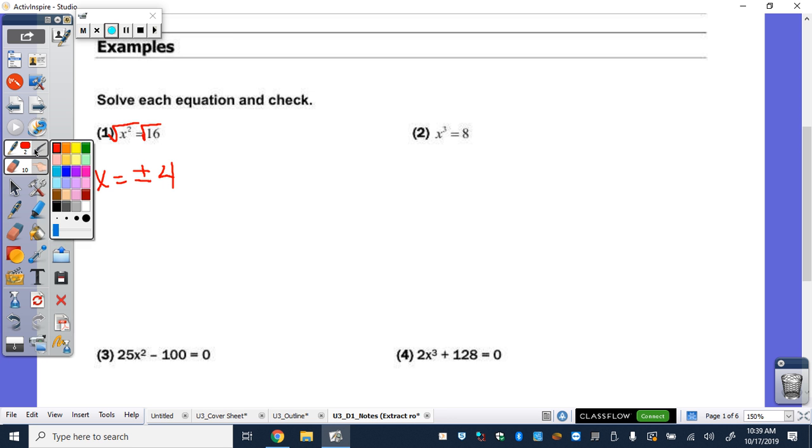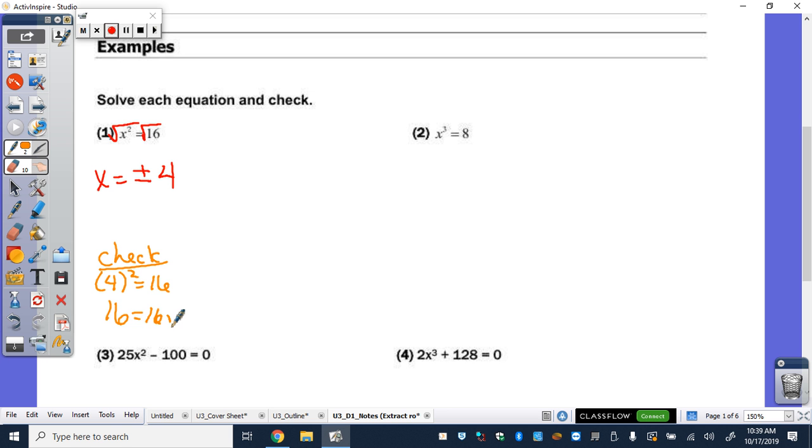Because remember, when we go to do a check, positive 4 squared gives us a 16. We get 16 equals 16 for our check. Negative 4 squared also gives us a positive 16, because you would do negative 4 times negative 4. Negative times negative is a positive. So we get 2 answers with that one. And that's always going to happen with your even roots.